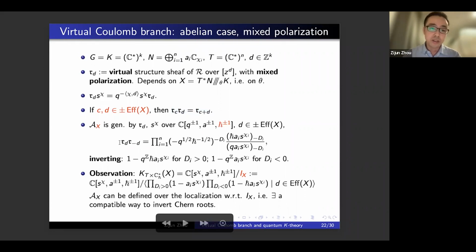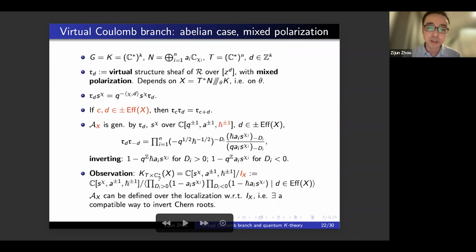In this case, the relations can be written like this, and you also have to invert some coefficients according to the signs of these D_i. Also an observation is that the ways of inverting these coefficients exactly coincide with the relations in the presentation of the K-theory ring of hypertoric varieties.